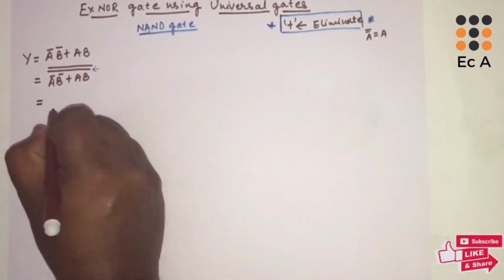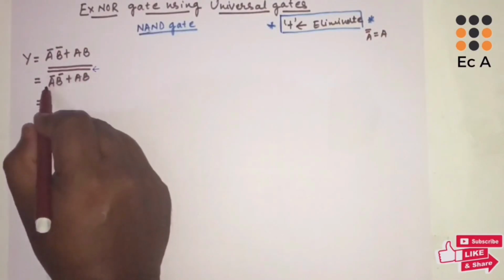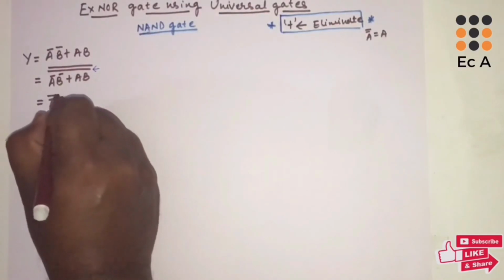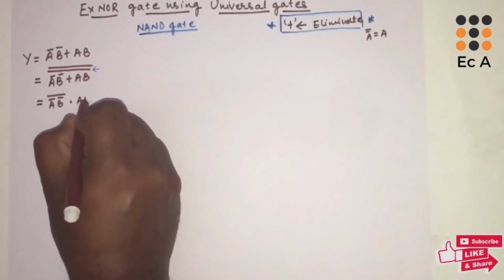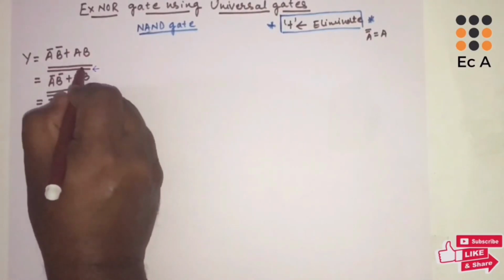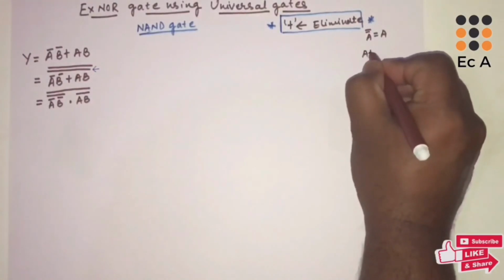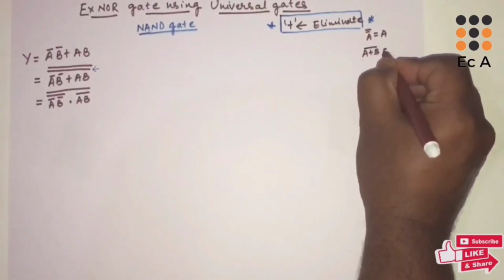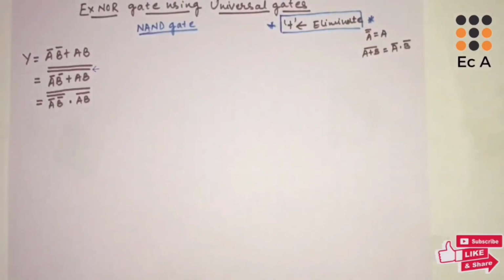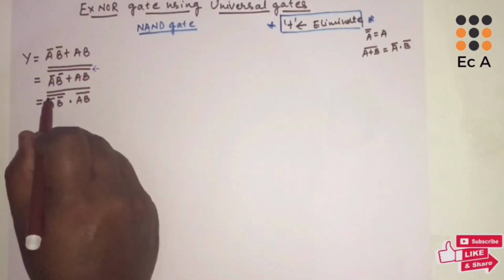So we can write the above expression as follows. If we simplify this using De Morgan's theorem, we can write this as A bar B bar whole bar dot A B bar, and one more bar which we have not simplified. We have simplified this using De Morgan's theorem: A plus B whole bar can be written as A bar dot B bar. Now let us implement this first term, which is A bar B bar whole bar.